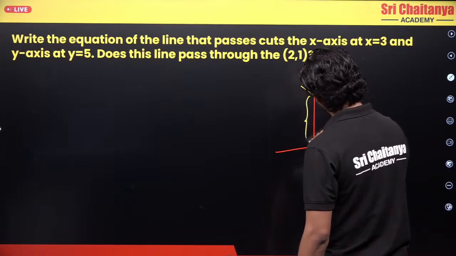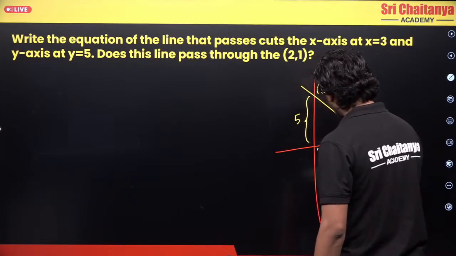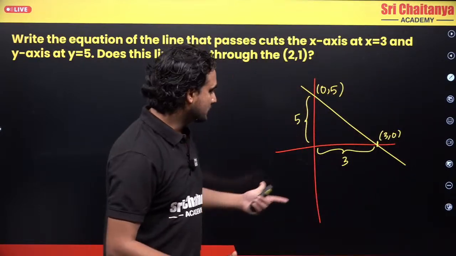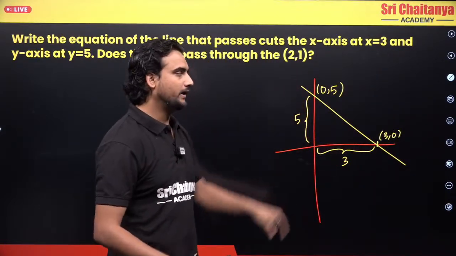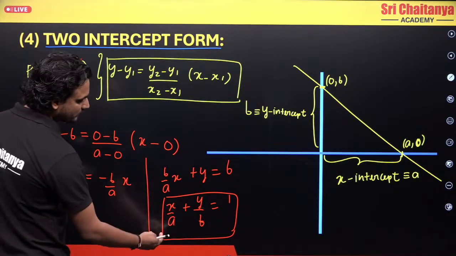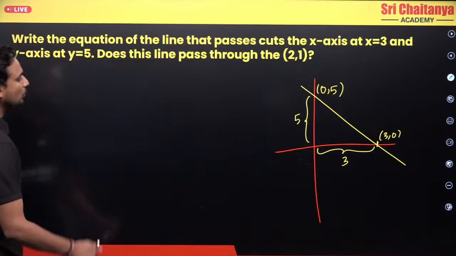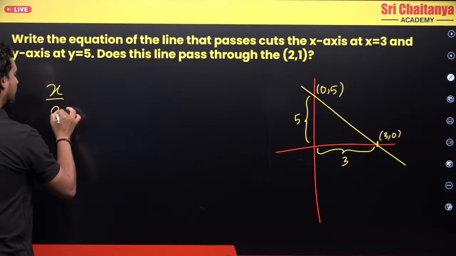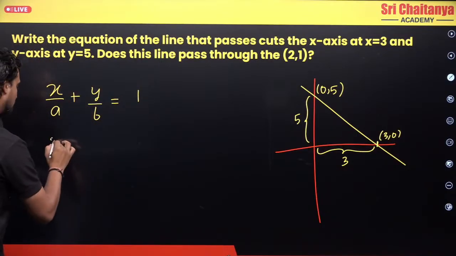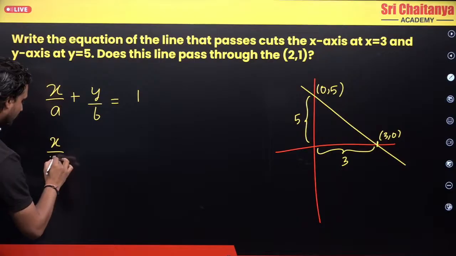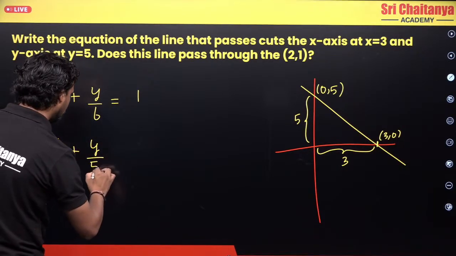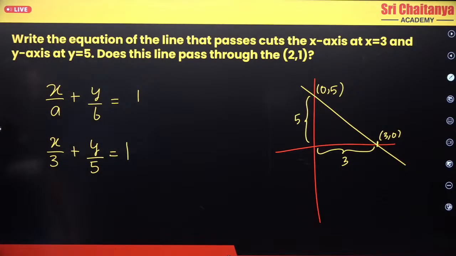So what is this length? This length will be equal to 5, and what is this length? This length will be equal to 3. So I have the x intercept, I have the y intercept, and since I have both, what is the formula I will use? The 2 intercept form, that is x by a plus y by b is equal to 1. So let's use this. x by a plus y by b is equal to 1. What is x? This. What is a? a is the x intercept, that is 3, plus y by b. What is b? b is equal to 5, is equal to 1.